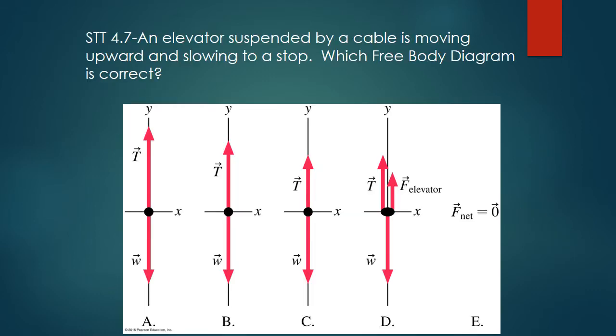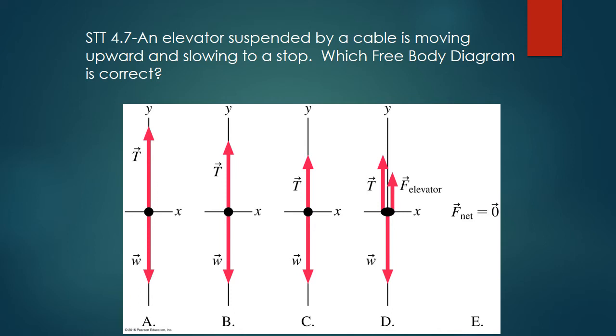So let's look over this little practice problem here. We've got an elevator suspended by a cable. It's moving upwards and slowing to a stop. Which free body diagram is correct? I'd like you to pause the video and think it over and try to come up with an answer now. All right, thank you for pausing it and trying that. So I'm going to talk about each answer, and we'll see if we can get ourselves to the correct answer.